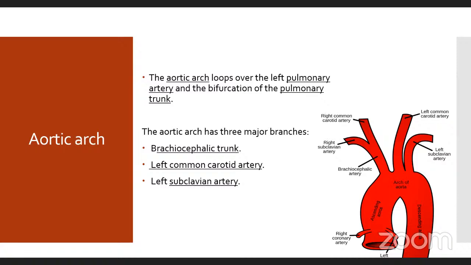The brachiocephalic trunk, which further divides into the right subclavian and the right common carotid artery, supplies the right side of the head and neck, as well as the right arm and chest wall, while the left common carotid artery and left subclavian artery together supply the left side of the same regions.